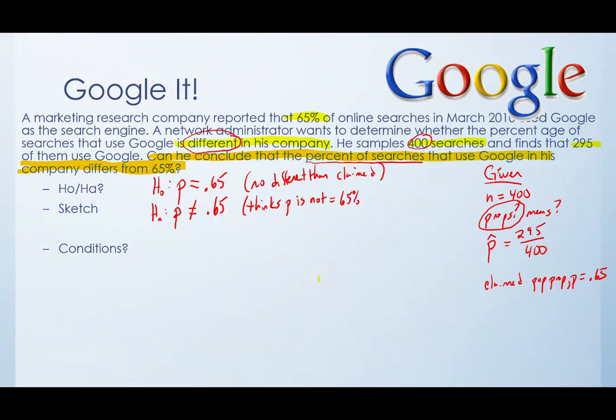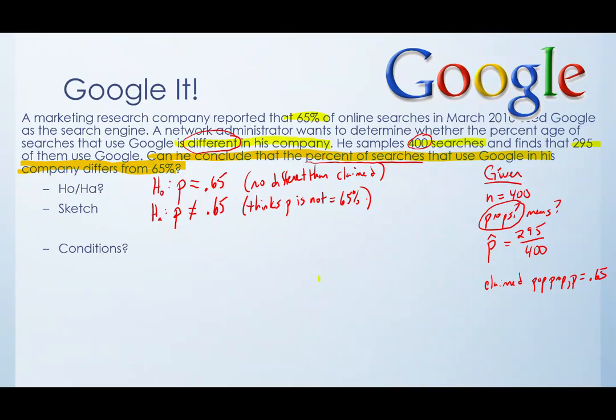Remember, the null is a statement of no difference or no change: that the percent of searches that use Google is still the same as what was claimed, 65%. The network administrator says, I think it's different. I just don't know if it's higher or lower. All right, so we've got our null and we've got our alternate.